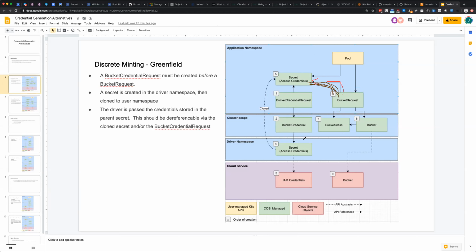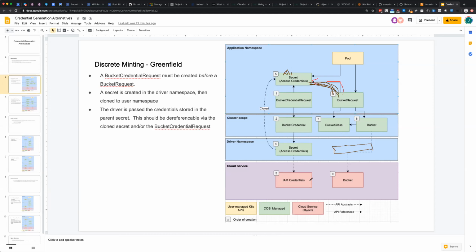Some back referencing is going to have to take place because the driver cannot read the secret in the application namespace. So we're going to have to add either through annotation. But the secret is not known, right? I'm sorry, I don't understand why the bucket request has to reference the secret. Why does it have to know such a thing exists?